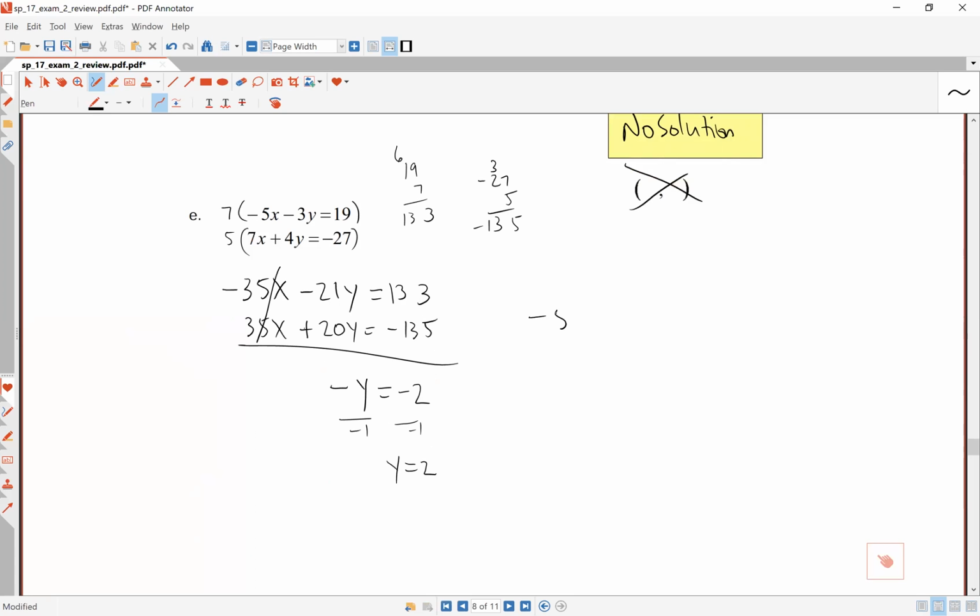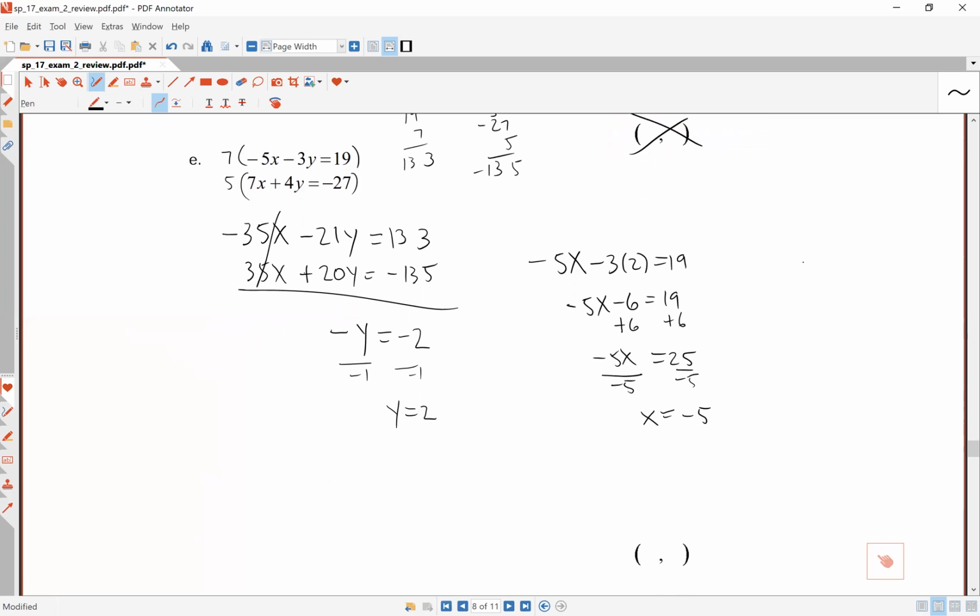Plugging that back into the first equation to find x, we have negative 5x minus 6 is 19. Adding 6 gives me 25. So we divide both sides by negative 5, and we see that x is negative 5. So right now I think the answer is 2, negative 5, and I'm going to check this.